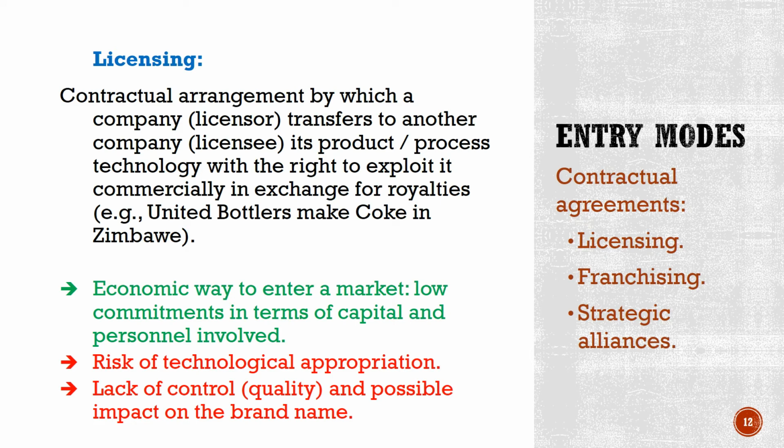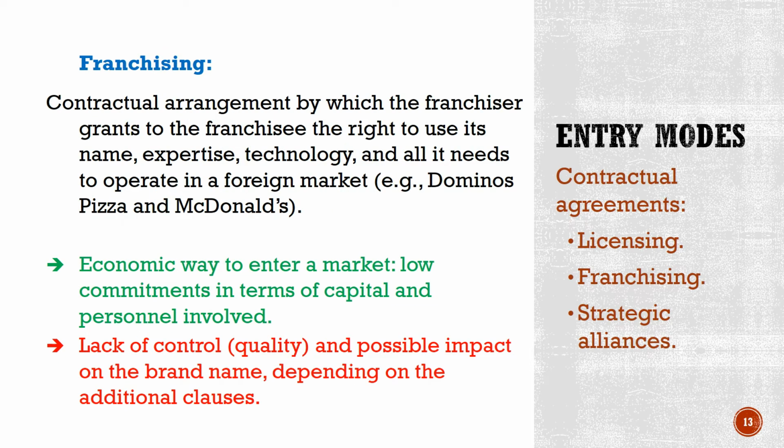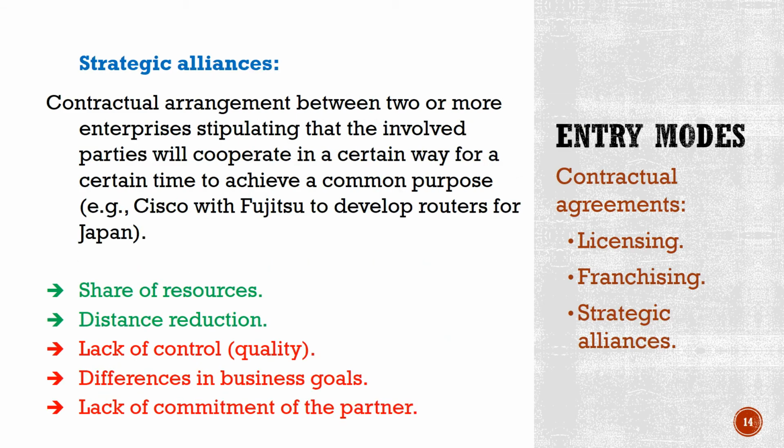Contractual agreements can be of three basic types: licensing, franchising, and strategic alliances. Licensing consists of transferring to another company a company's products or process technology with the right to exploit it commercially in exchange of royalties. Franchising allows the other company to use the name, expertise, technology of the company, and all it needs to operate in a foreign country. Strategic alliances commit two or more companies to cooperate in a certain way for a certain time to achieve a common purpose. It is a good way to obtain complementary resources at low cost.